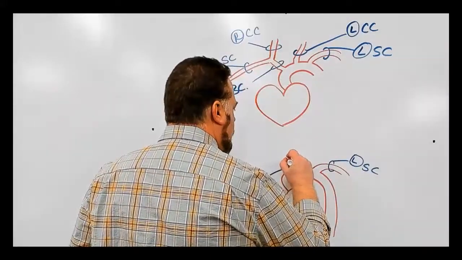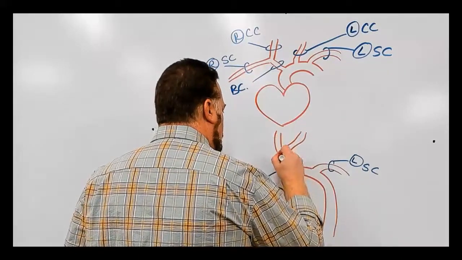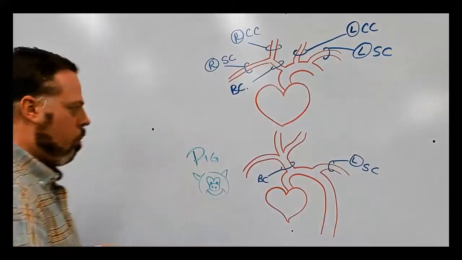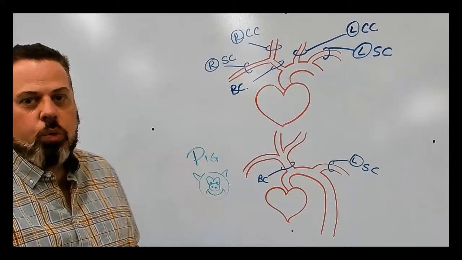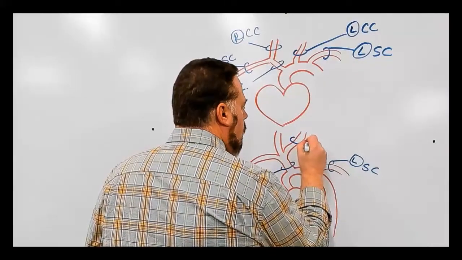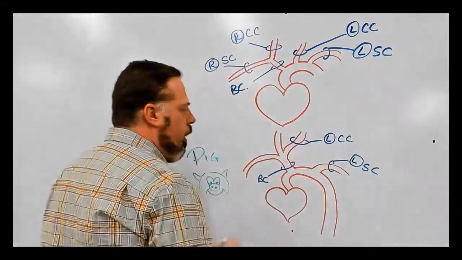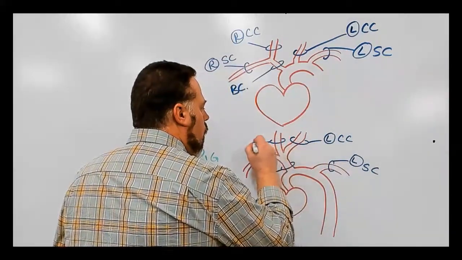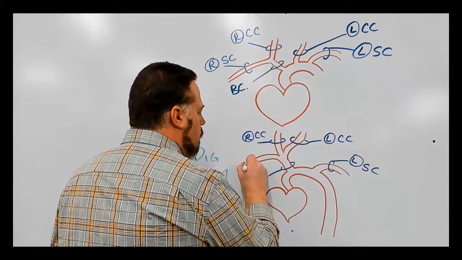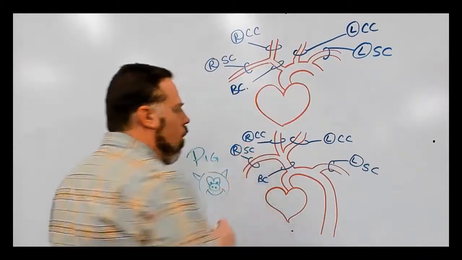So it kind of looks like this. You could guess what those are going to be, right? This is going to be our left common carotid artery. This is going to be our right common carotid artery. And then this is going to be our right subclavian artery.